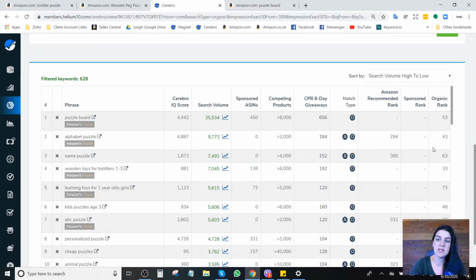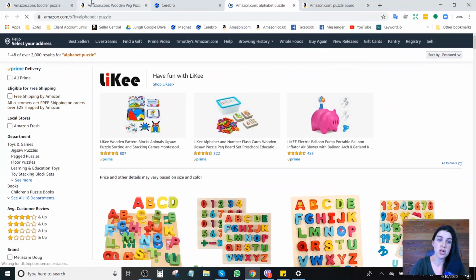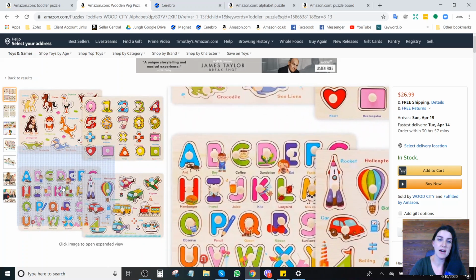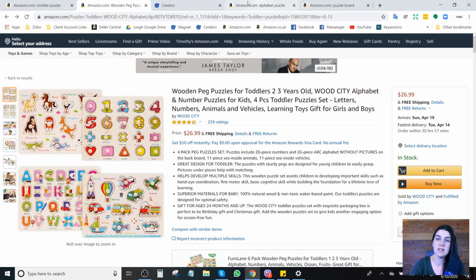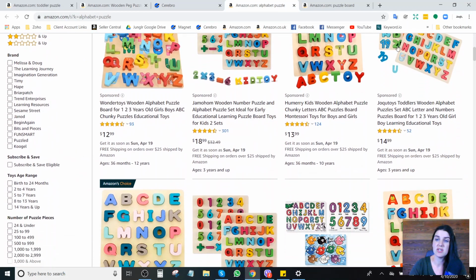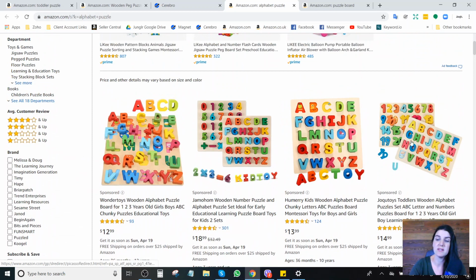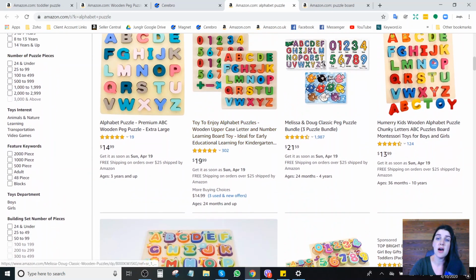Looking at this one as well, so organically ranked 43 on this one, alphabet puzzle. Relevant to the product for sure. This one has alphabet as well as some other additional puzzles in here. So you might have a better selling proposition. We also have numbers in our puzzle as well. So that's something to take into account when looking here.